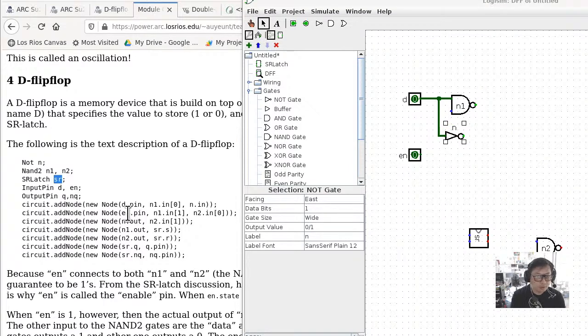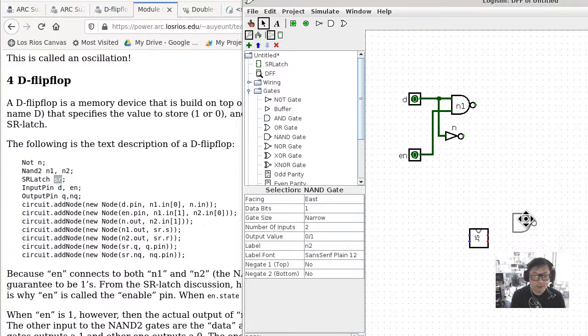The second node connects EN to the second input pin of N1. So let's do that. There we go. And we also want to connect it to the first input pin of N2. So there we go. Might as well line things up a little bit.